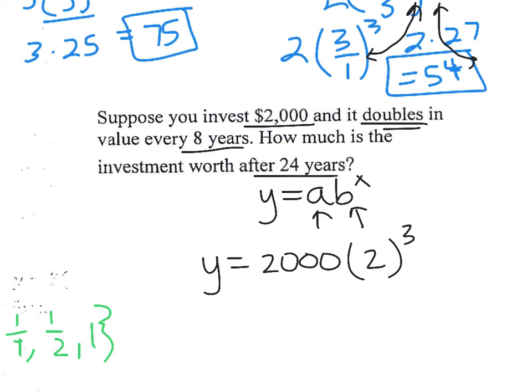If it's doubling every year, and it's 24 years, then it's going to be 24 right here. So now I do 2 cubed, which is 8, times 2,000. And I get 16,000. So the answer is $16,000. You want to answer in money.